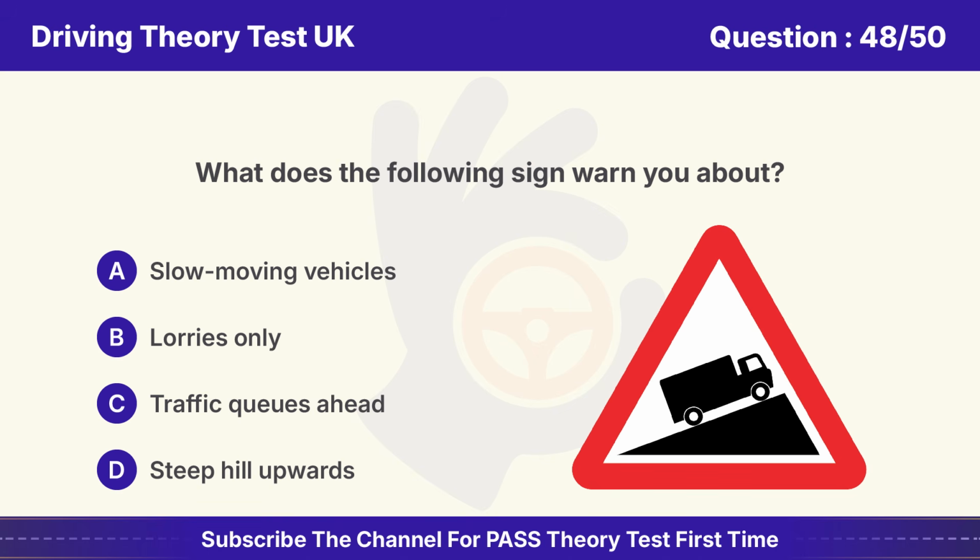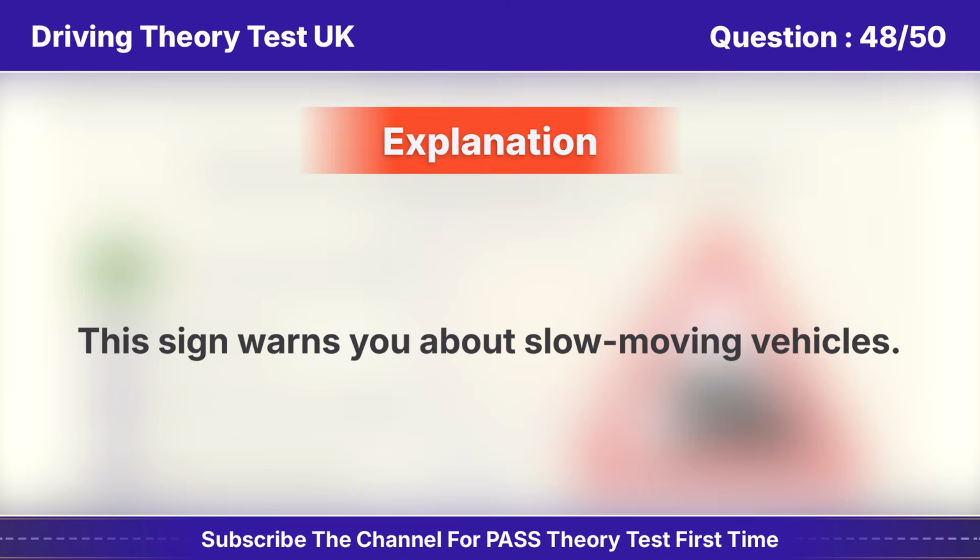Question 48. What does the following sign warn you about? Answer is A. Slow-moving vehicles. This sign warns you about slow-moving vehicles.